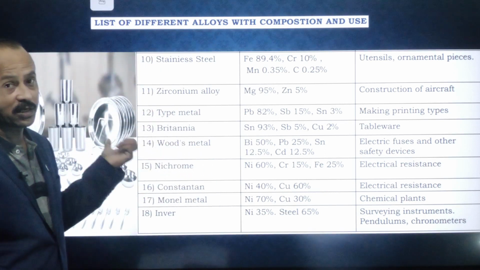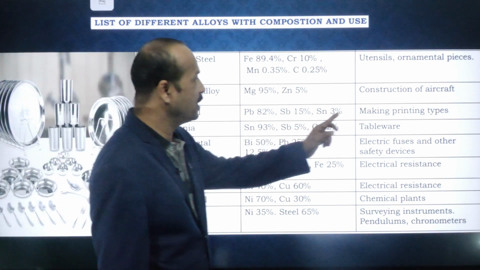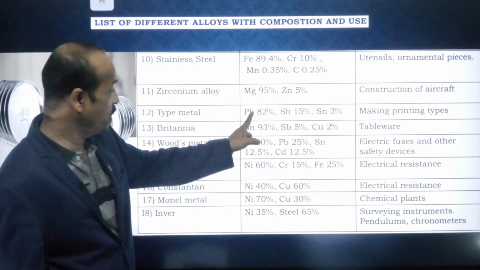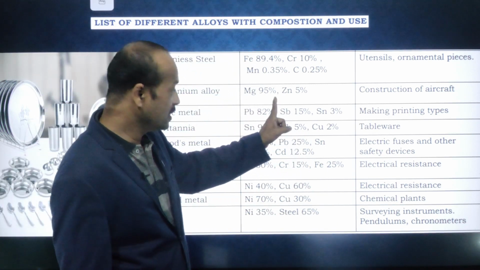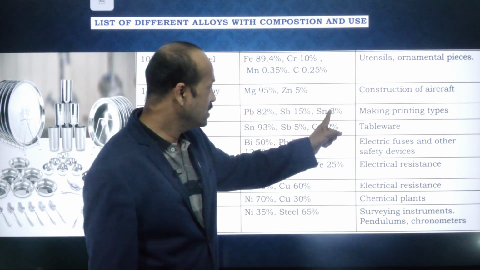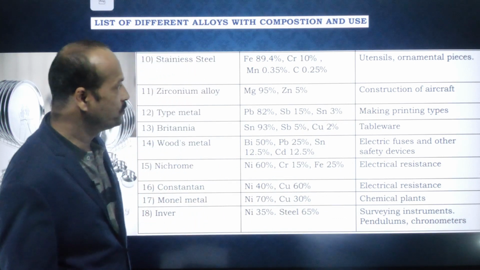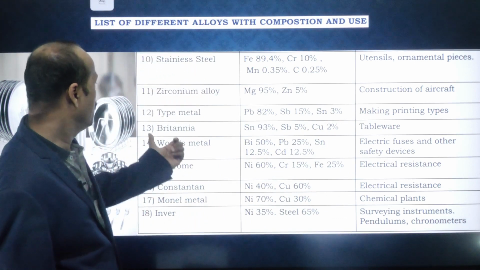Type metals, this is also an important one. Type metal is used for making printing types, and it contains lead, Pb stands for lead, next stibium, and stannum. These are used in making the printing types.